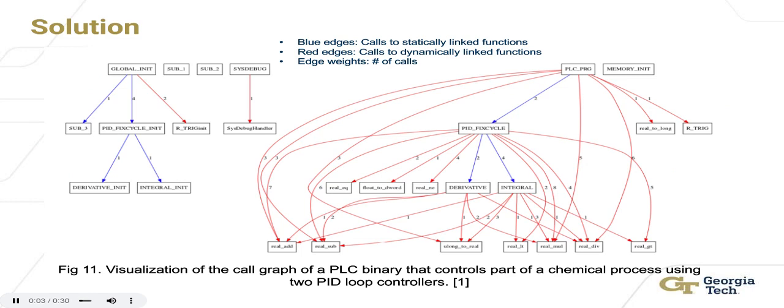As can be seen, Figure 11 shows the visualization of the call graph of a PLC binary that controls part of a chemical process using two PI loop controllers. The blue edges are calls to statically linked functions, the red edges are calls to dynamically linked functions. The edge weights represent the number of calls, so it can be seen from the diagram that the PLC program calls the PID fixed cycle routine twice.